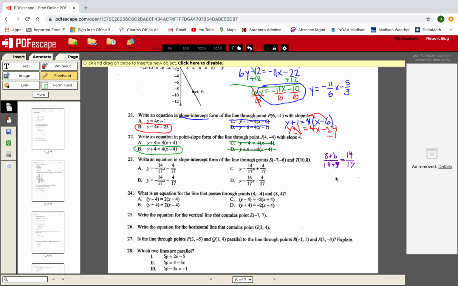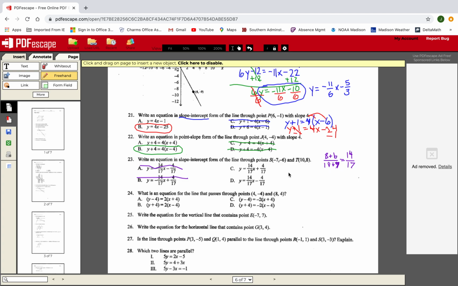Which 2 answers can I eliminate? Well, the 2 that have the negative 14/17, because we know that's not right. So the last thing is going to be finding out whether our y-intercept is positive or negative. So that's going to take a little more math here. So we need to substitute in one of these points and the slope into point-slope form and then solve for y.